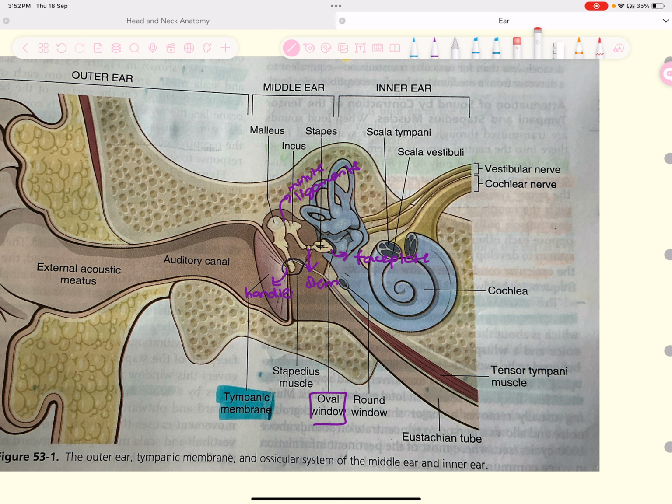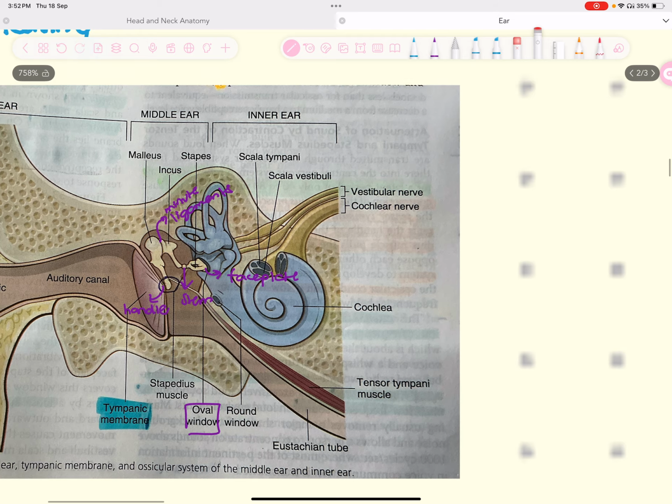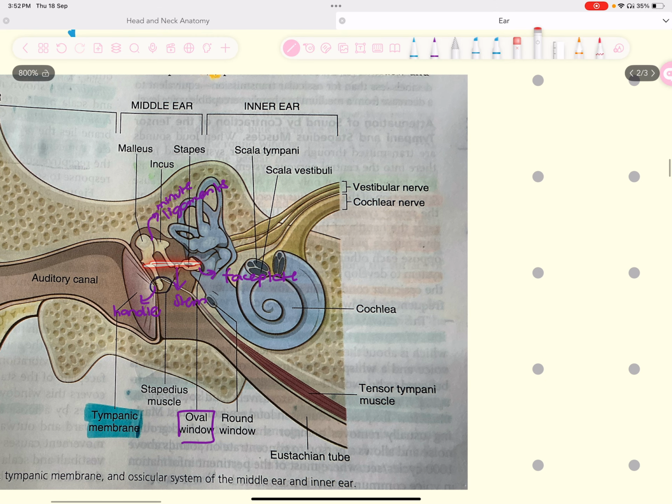So moving on. Now the ossicles of the middle ear are suspended by minute ligaments that basically help to keep this entire system together, and it helps especially the first two bones to act as a lever. Now what exactly is a lever?